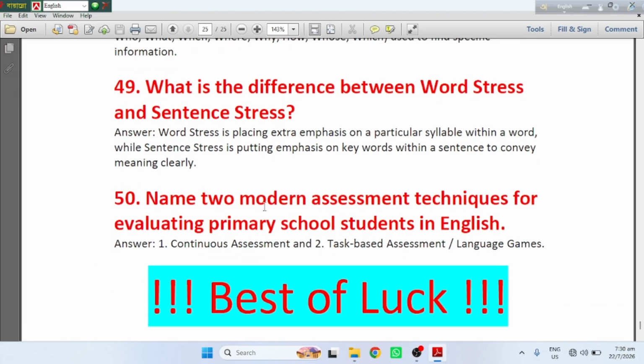Last one, name two modern assessment techniques for evaluating primary school students in English: continuous assessment and task-based assessment or language games.